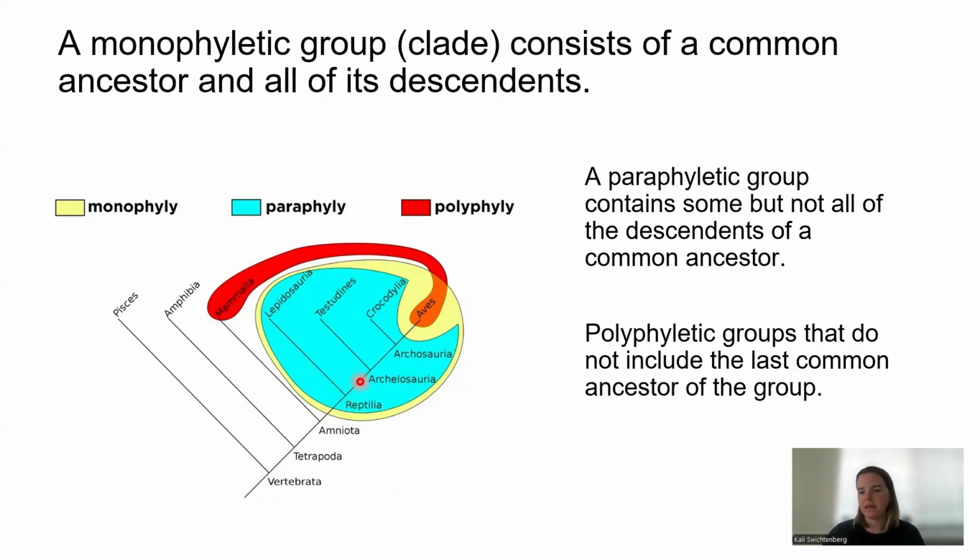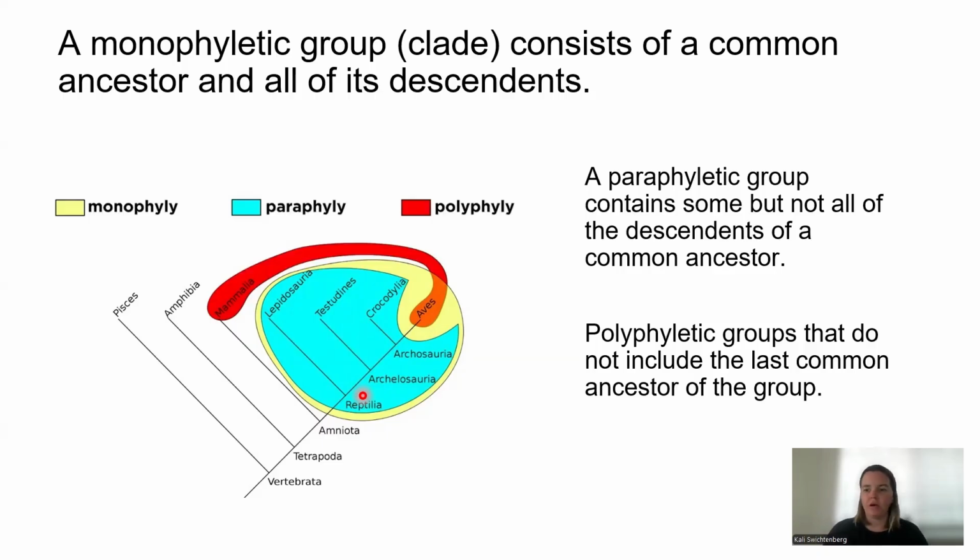If we were to take a look at reptiles and reptiles only, then we are looking at this teal blue color right here. That would include our common ancestor and some of its descendants, because we are looking at reptiles only and not birds. And so that would be a paraphyletic group, which contains some, but not all, of the descendants of a common ancestor.